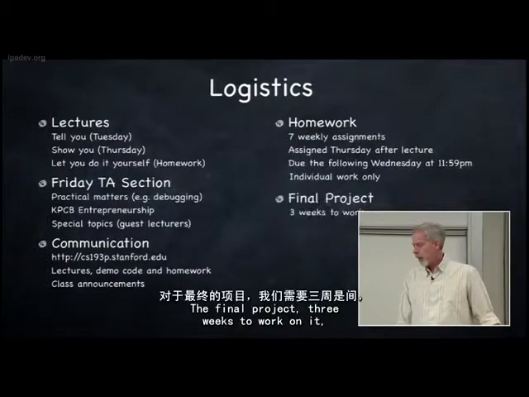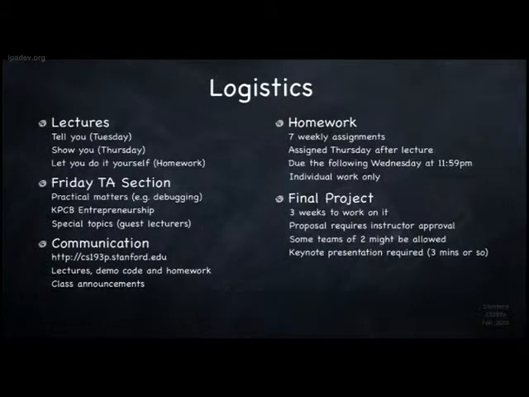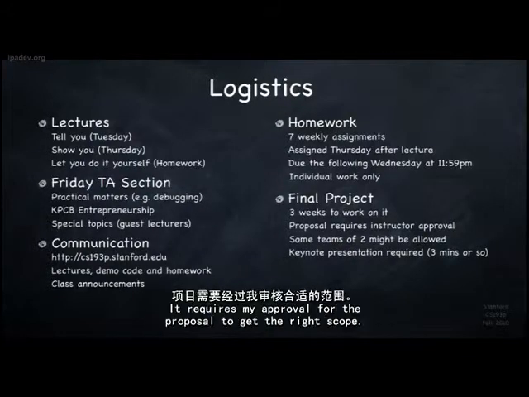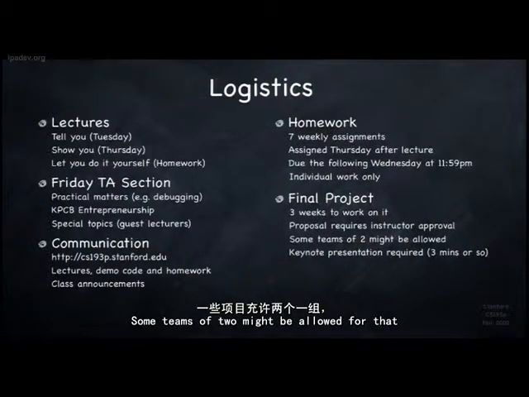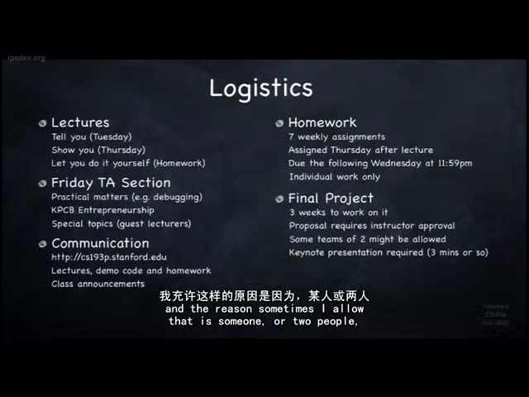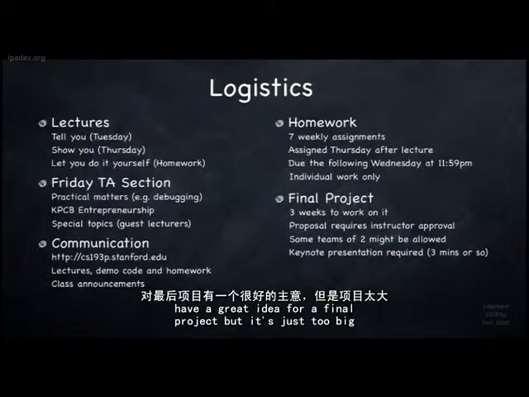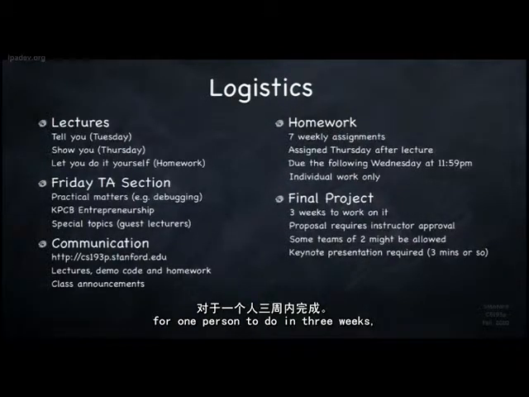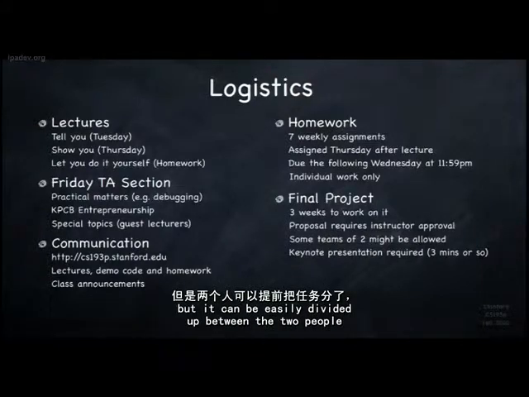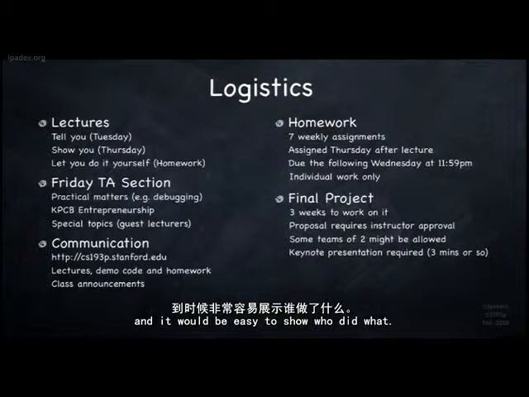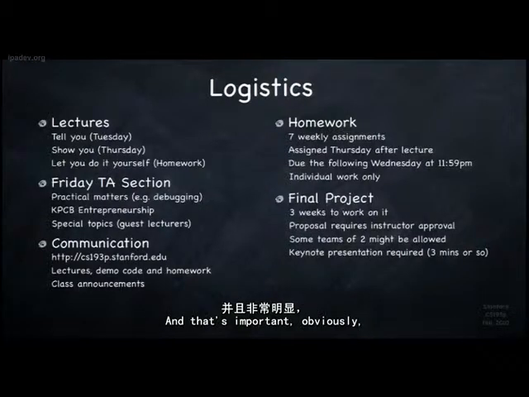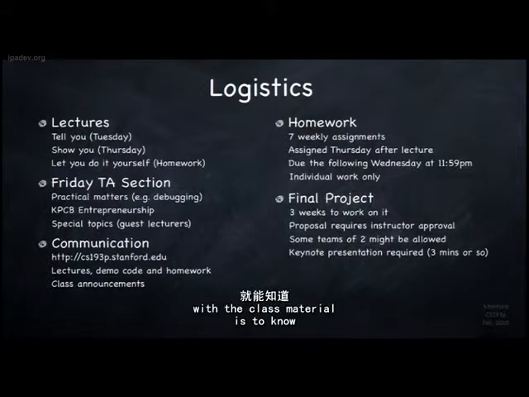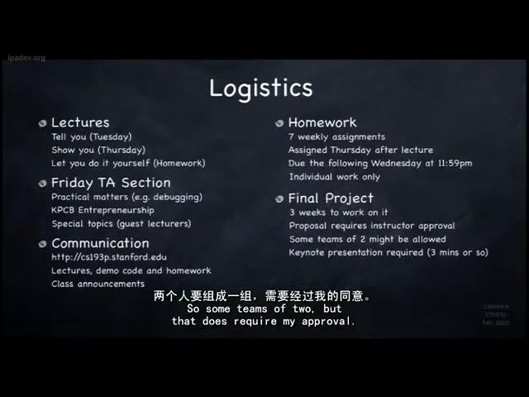So that's the homework. The final project, 3 weeks to work on it. There will be no homework during those 3 weeks. It requires my approval for the proposal to get the right scope. Some teams of 2 might be allowed for that. And the reason sometimes I'll allow that is someone or 2 people have a great idea for a final project, but it's just too big for one person to do in 3 weeks. But it can be easily divided up between the 2 people, and it's easy to show who did what. And that's important, obviously, in terms of evaluating your mastery of the class material, is to know who does what on the final project. So some teams of 2, but that does require my approval.